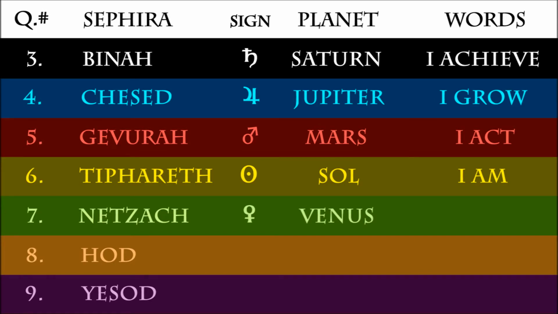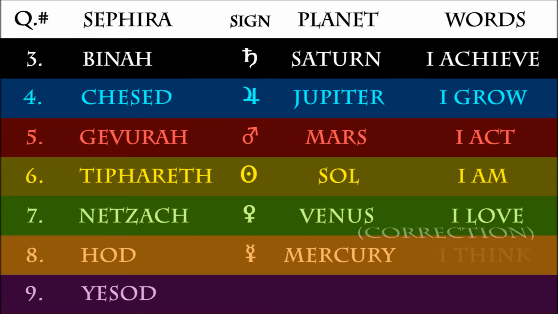What do you think she says? I love. Technically, just if we're being specific, I know you probably can't see it, yellow is the sun. Orange is Mercury's color. So we've got Mercury, and he says, I communicate. And then finally, we've got purple Luna, who is the moon.